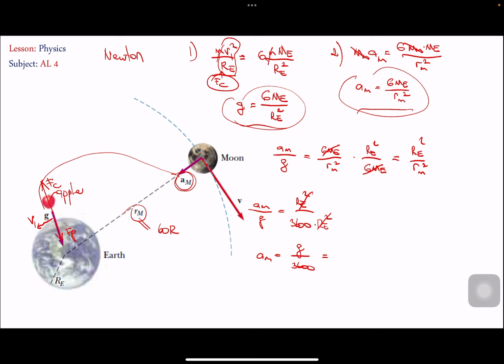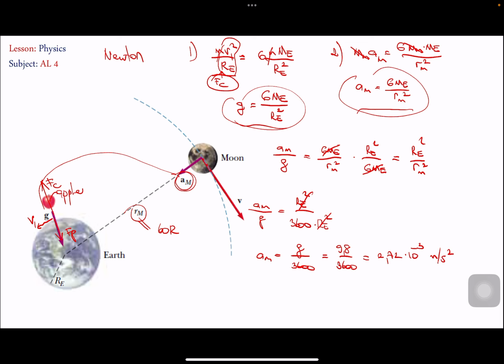So if I calculate g as 9.8 over 3,600, I will have the number 2.72 times 10 to the power of minus 3 meters per second squared. So that's the centripetal acceleration of the Moon.